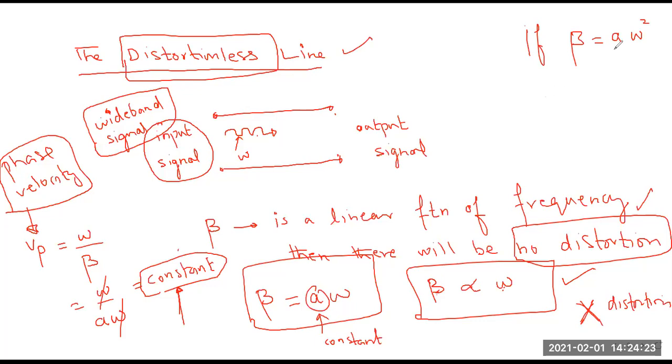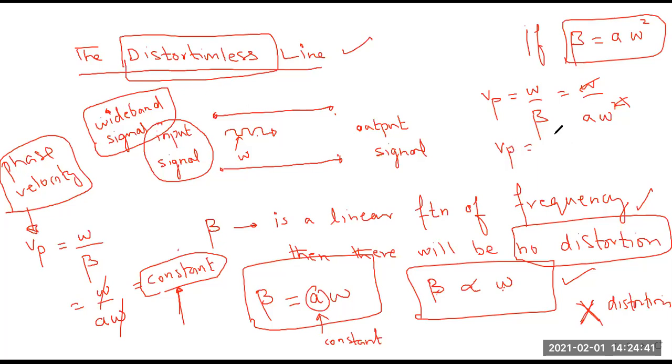So now beta is not a linear function of frequency. If we have this type of behavior, what will be the phase velocity? Omega divided by beta, and then omega divided by a times omega square. So this will cancel out, and you can see Vp is equal to 1 over a omega. So now we cannot say that phase velocity is constant. Phase velocity is now dependent on omega. If omega changes, phase velocity will change.